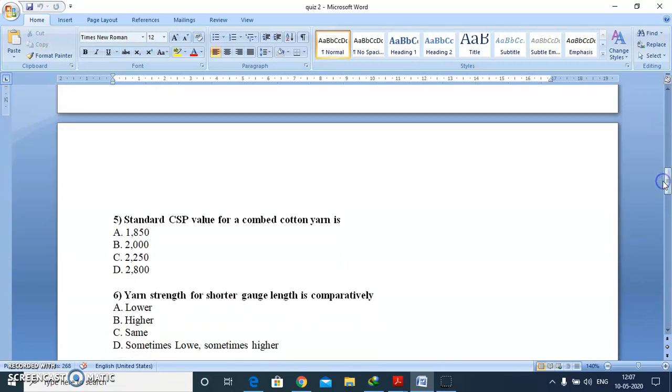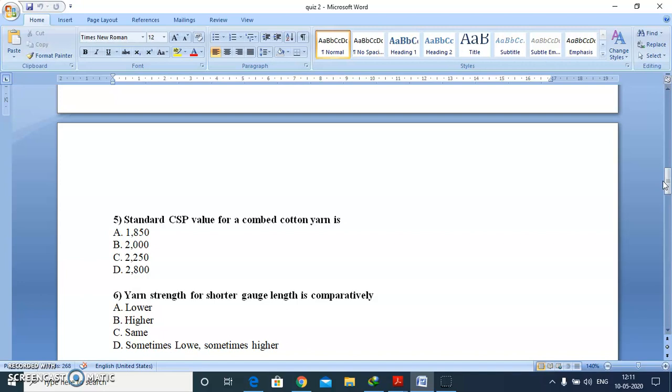Now the next question is the standard CSP value for a combed cotton yarn. As we all know, CSP is count strength product, where count is in the cotton count system and strength is basically the breaking load of a lea in pound force. So the standard value for combed cotton yarn is 2250, and for carded cotton yarn is 2000 as per J.E. Booth.